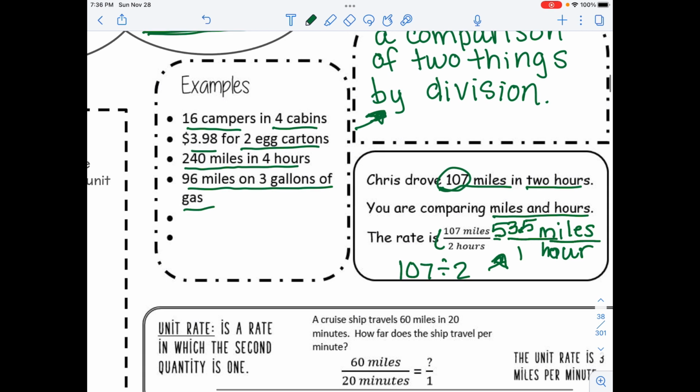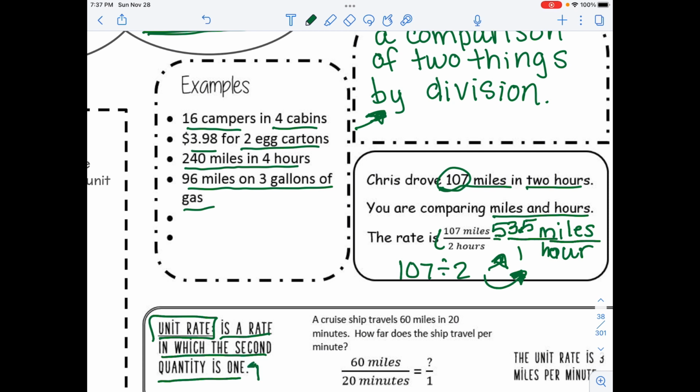Now the unit rate right here is a rate in which the second quantity is 1. See how my second quantity right here is 1. So we're scaling down to 1, just like in proportions and ratios. We are multiplying up, and sometimes we have to scale down to go back up. Well, this one we are scaling down to 1. So a unit rate, we are scaling down to 1.